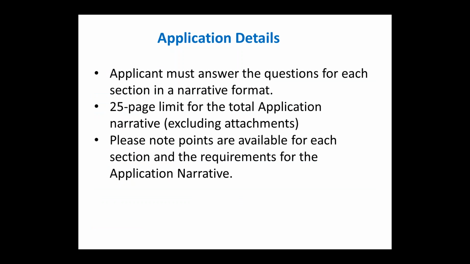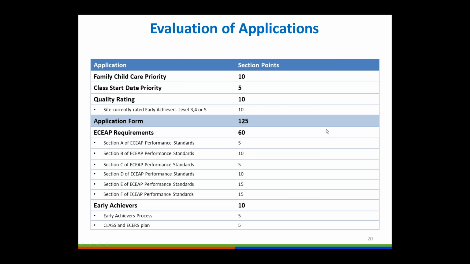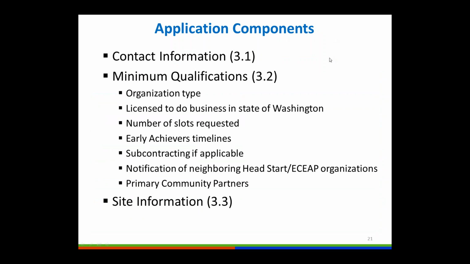Okay, and then please note, points are available for each section and the requirements for the application narrative. So here is an example of the points that each of the different sections are worth. I find this very helpful when you're filling out your application. And this starts on page 10 of your RFA if you have it in front of you. We won't go through all of these, but we did want you to have an idea.